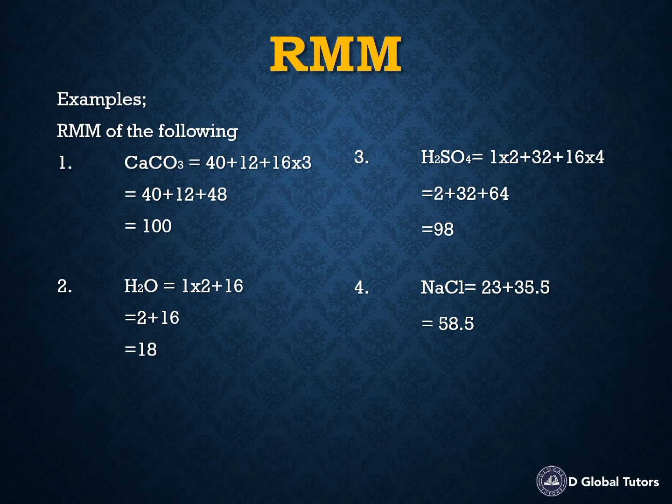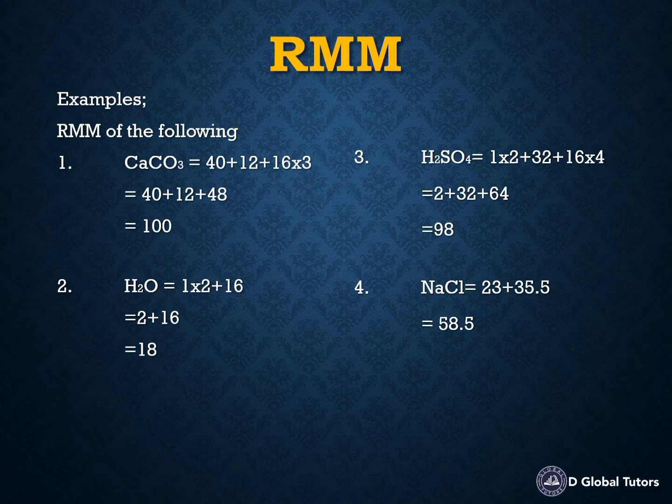It means therefore that we will say the relative atomic mass of calcium, which is 40, plus the relative atomic mass of carbon, which is 12, plus the relative atomic mass of oxygen. But here, there are 3 atoms of oxygen. So you have 16 times 3. Now, 16 times 3 will give us 48. So when you add 40 plus 12 plus 48, you're going to have 100. Remember, relative molecular mass has no unit. So you just leave it like that, 100. That is example number 1.